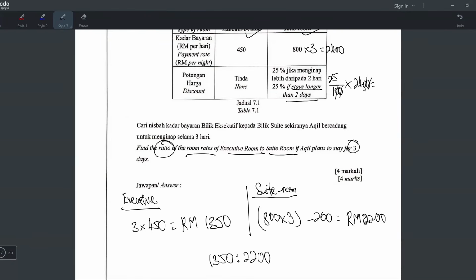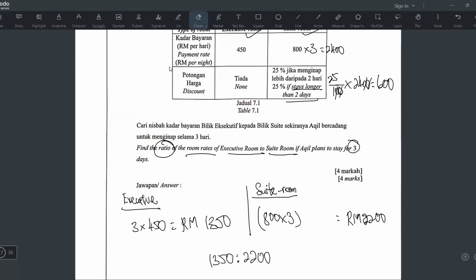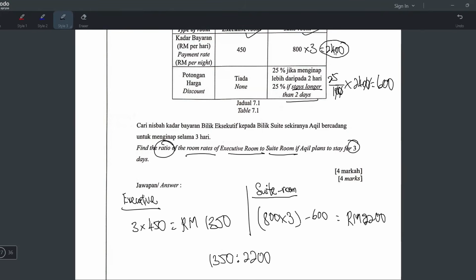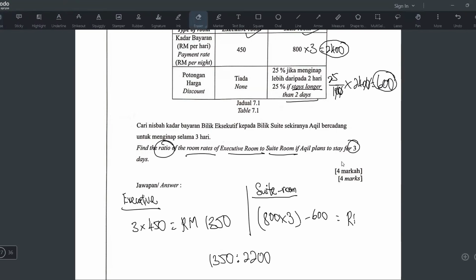So it should be 24 times 25. This should be 600 right here. In other words, the suite room would be 2,400 ringgit minus 600. And why is it 600? Because he stays longer than 2 days. So the total rate can be minus 600. So 2,400 minus 600, it's not 2,200 anymore. It would be 1,800.